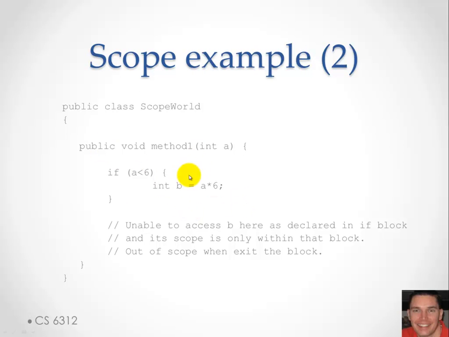Here's another example. I have a single method here, integer a. A is accessible within method 1 and method 1 only. Now here I have an if statement and it has a block. Within any block we can declare our own variables. So I say integer b equals a times 6. B is accessible anywhere within this if block. But once we exit the if block, it has gone out of scope, so b is no longer accessible. So if we try to do manipulation with b down here, we're going to actually get a compilation error because it's out of scope and we can't access that.